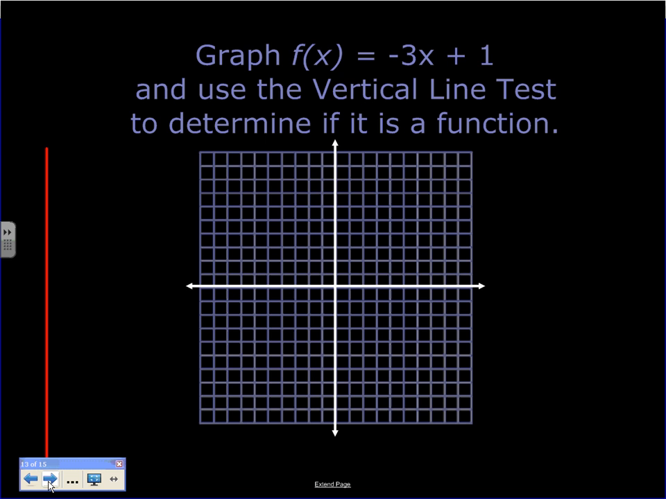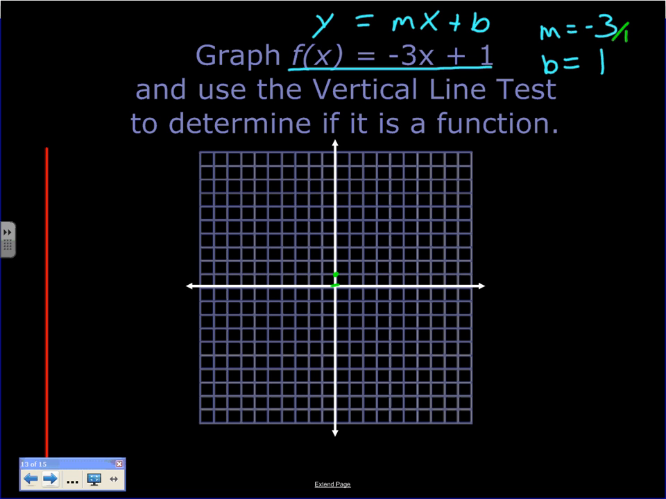So if we look here, our first example says graph f of x is equal to negative 3x plus 1. And remember, f of x is just like y, and this is in slope-intercept form. And so m is equal to negative 3, b is equal to a positive 1. So let's go ahead and graph this. If b is positive 1, we start by putting our first point at positive 1, and we're going to make our slope a fraction, negative 3 over 1.